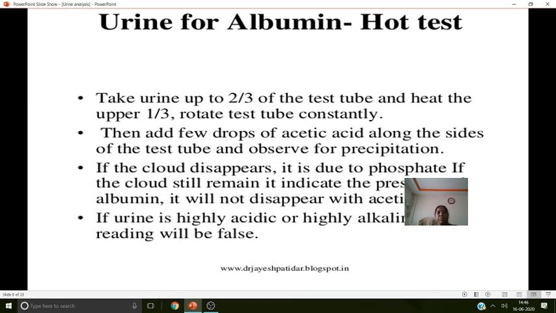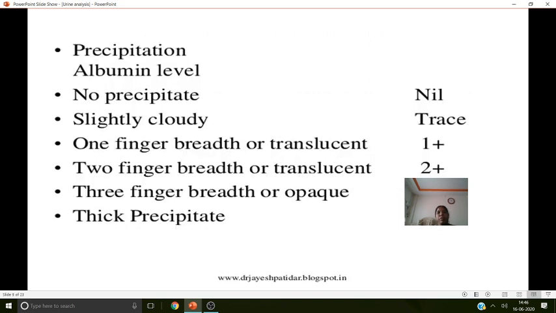So I will see the figure. If urine is highly acidic or highly alkaline, the reading will be false. So, precipitation and albumin level. If there is no precipitate, we cannot see any thick precipitate, it is nil. Slightly cloudy means traces. 1 finger breadth or translucent, that is 1 plus. 2 finger breadth or translucent, 2 plus. 3 finger breadth or opaque, 3 plus. Thick precipitate, that is 4 plus. That means more amount of albumin is excreted in the urine.